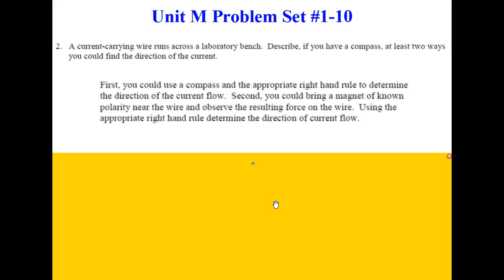You will know the direction of the force on the wire due to the magnetic field. By knowing the force and the direction of the magnetic field itself, you would be able to use the hand rule to determine the direction of the current. Again, if you don't understand either one of these, make sure you ask, and I'll show you on the board in class tomorrow.